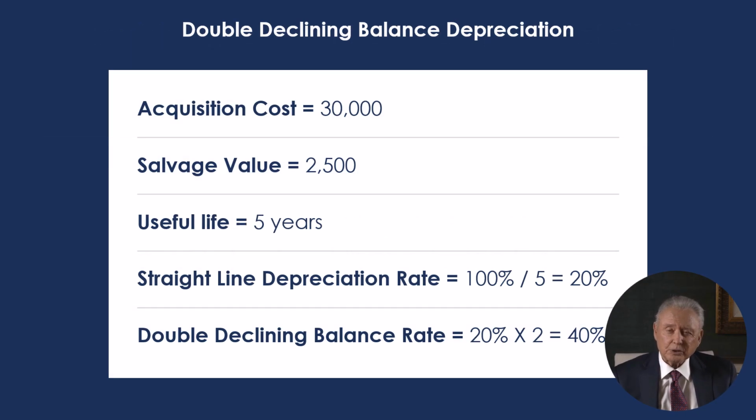We acquire a computer for $30,000. The useful life is 5 years. The straight line rate is 100% divided by 5 times 2, or 40%. The first year, depreciation is 40% of original cost. Salvage value is not part of the calculation except that we cannot depreciate below the salvage value.